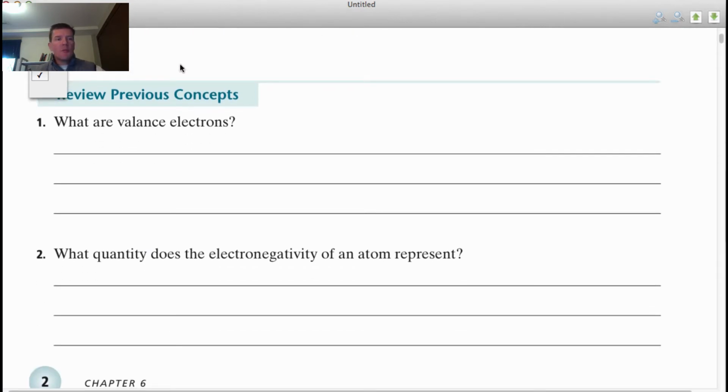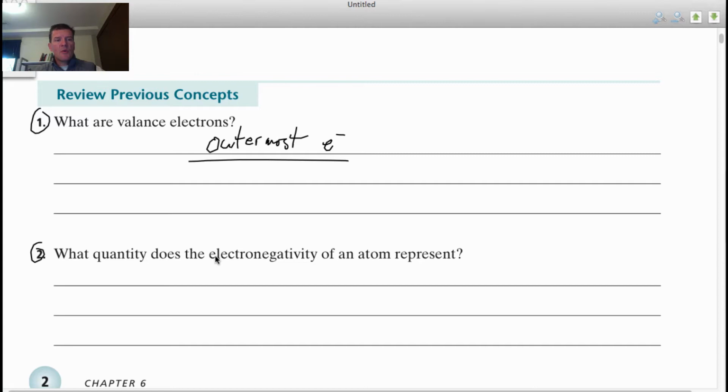Couple introductory opening questions. Number one says here, what are valence electrons? You should remember that valence electrons are the outermost electrons at the highest energy level. Okay, they're the ones that are involved in chemical bonding.